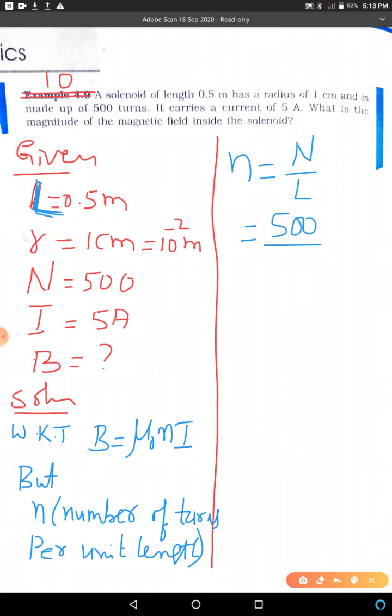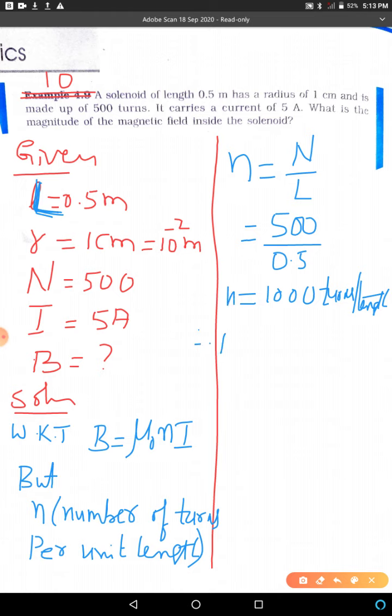So capital L is 0.5 meter. So what will that be equal to? If you divide 500 by 0.5, take the calculator, divide 500 by 0.5, it will be 1000, correct? 1000 turns per unit length. This is small n.